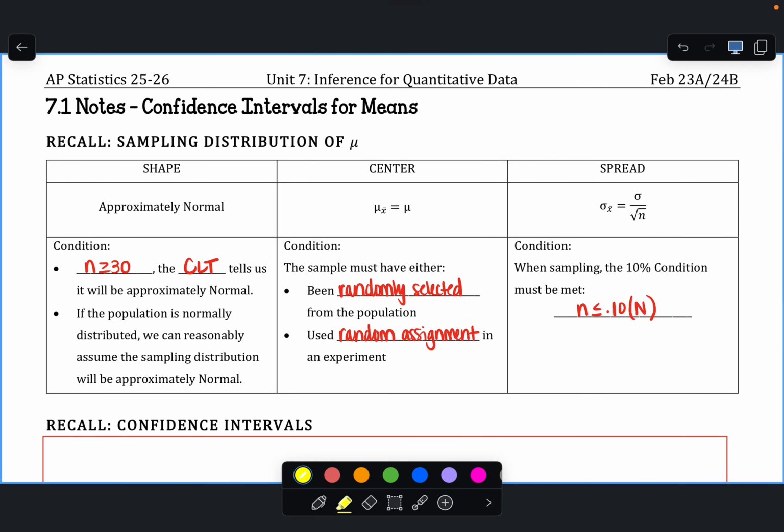We are pulling some information from Unit 5. So in Unit 5, we talked about four types of distributions. There were two categories. It was either categorical data represented by proportions, or it was numerical data, or quantitative data, represented by numbers, by averages. Everything we did in Unit 6 was the proportion stuff. Here in Unit 7, we are going to deal with quantitative average data.